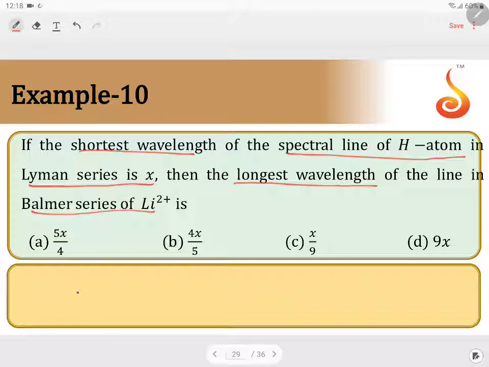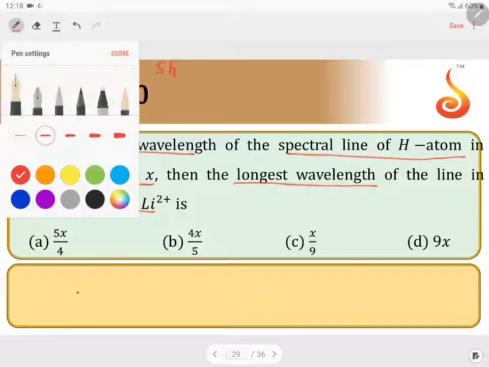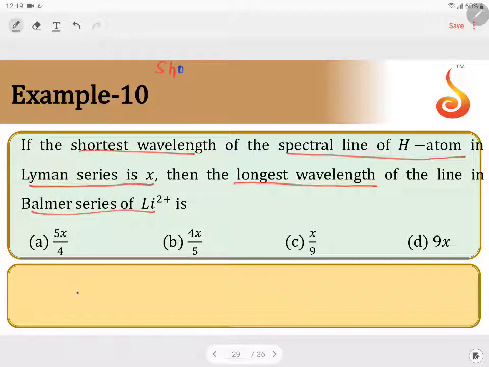Now let us consider the shortest wavelength of the Lyman series. Lyman means n1 is equal to 1. Shortest wavelength means n2 is equal to infinity. Z is equal to 1 for hydrogen atom.